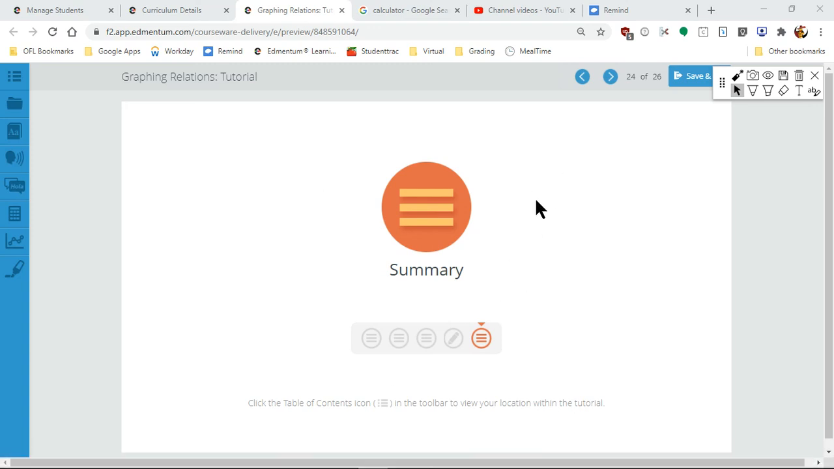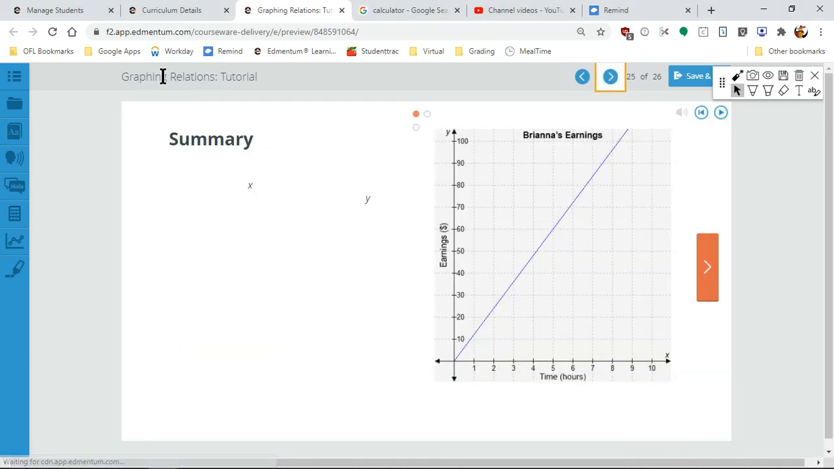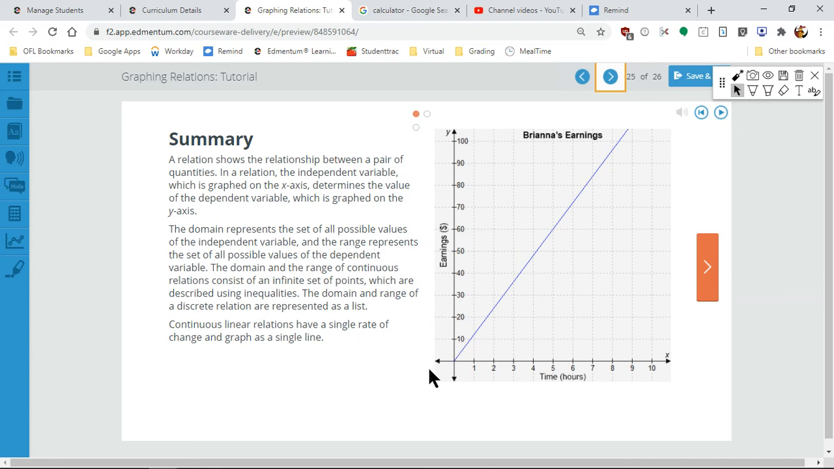So that was pretty much it for this lesson. Let's go over the summary. And again, guys, always review your summary when studying for these mastery tests. It's just a good idea. The relationship shows the pairs of values. So we're talking about x values and y values. Just remember your x value is always going to be your independent variable. And then our y value is going to be our dependent variable.